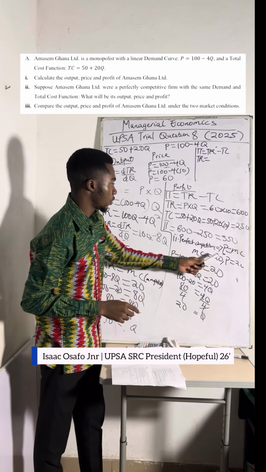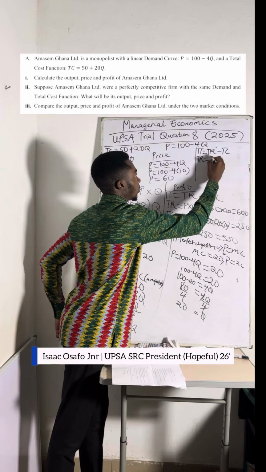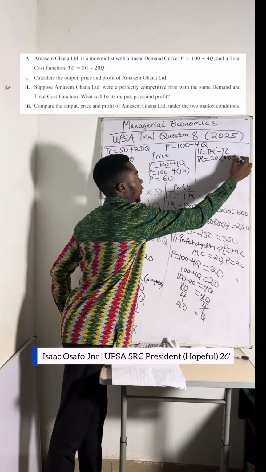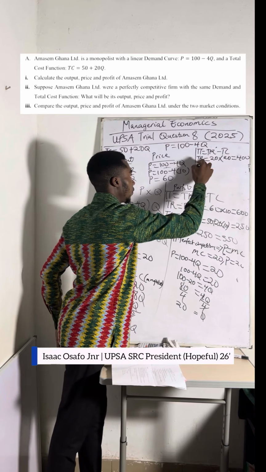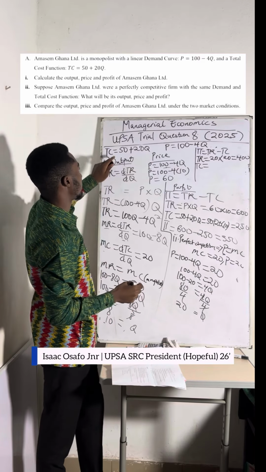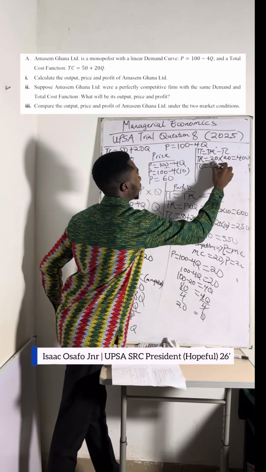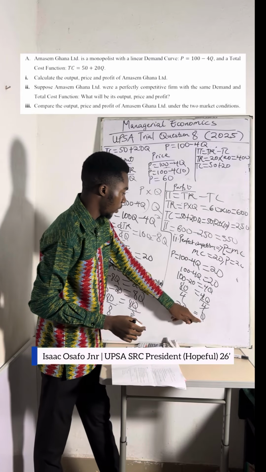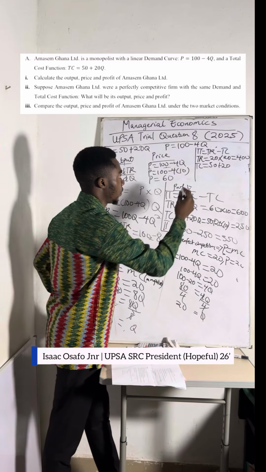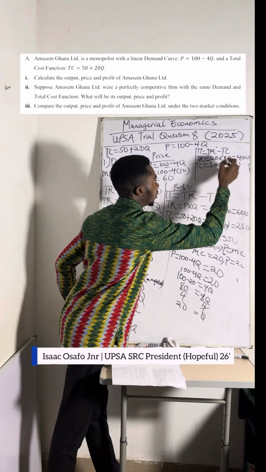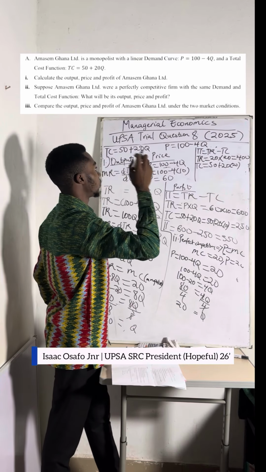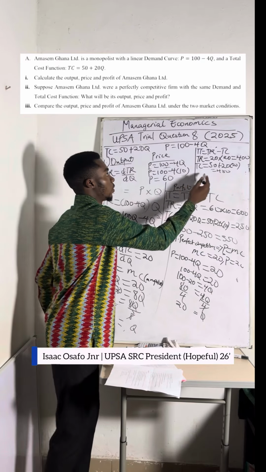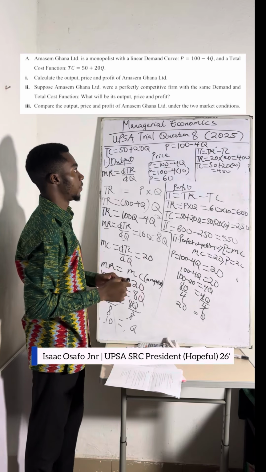The price for the perfect competitor here was 20 times the quantity. The quantity too was 20 as well. So our total revenue will be 400. Then for the total costs, we are going to use the same function. So we have 50 plus 20. Here our quantity is no more 10. This was for the monopolist, but for the perfect competitor, it was 20. So 50 plus 20 times 20. 20 times 20 is 400. 400 plus 50 is 450. So our total cost is going to be 450. That's for the perfect competitor.